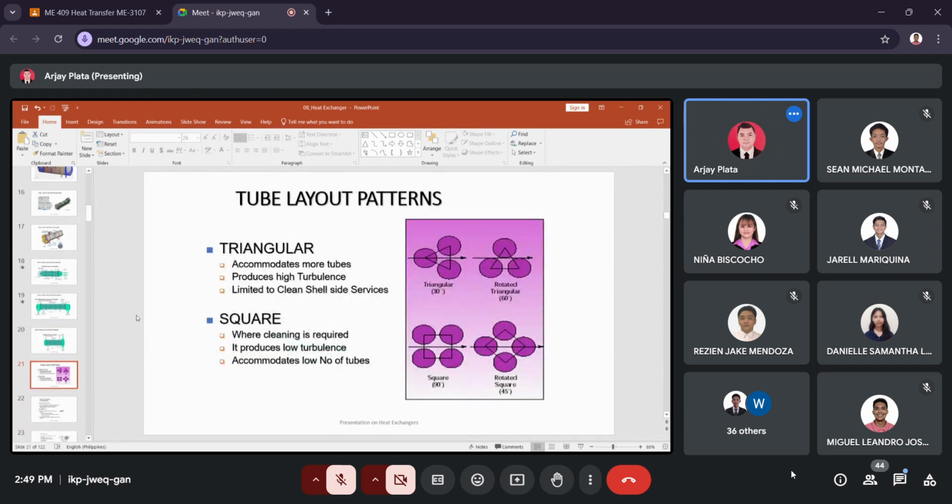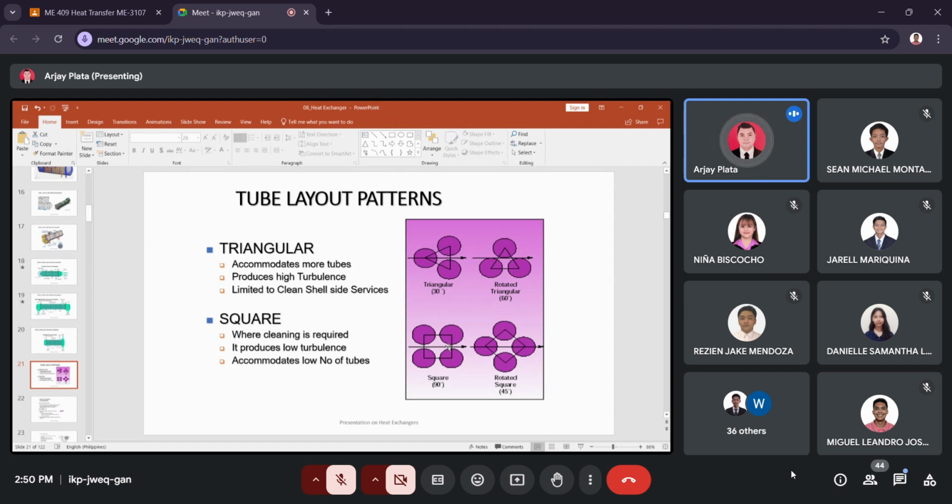Okay, so we have tube layout patterns. This is based on the TEMA standard. So triangular, if we need to accommodate more tubes. It also produces high turbulence and is limited to clean shell side services. We can accommodate more tubes here because the spacing is less compared to square, where there is a large space. However, it is hard to clean mechanically because of the very small spacing.